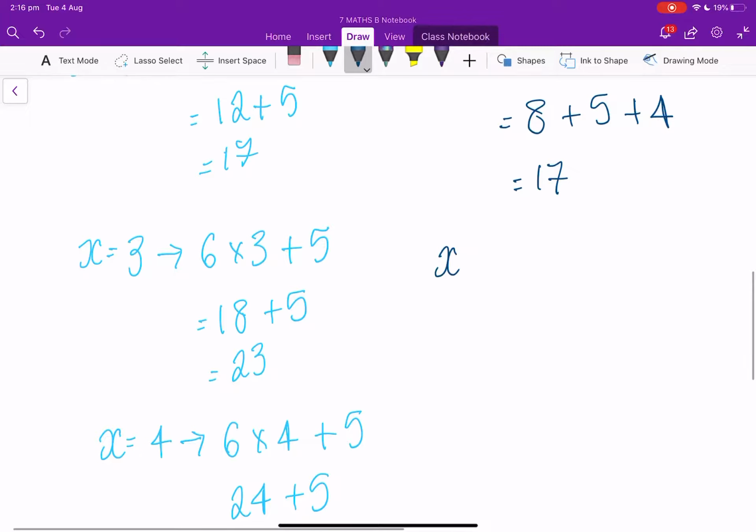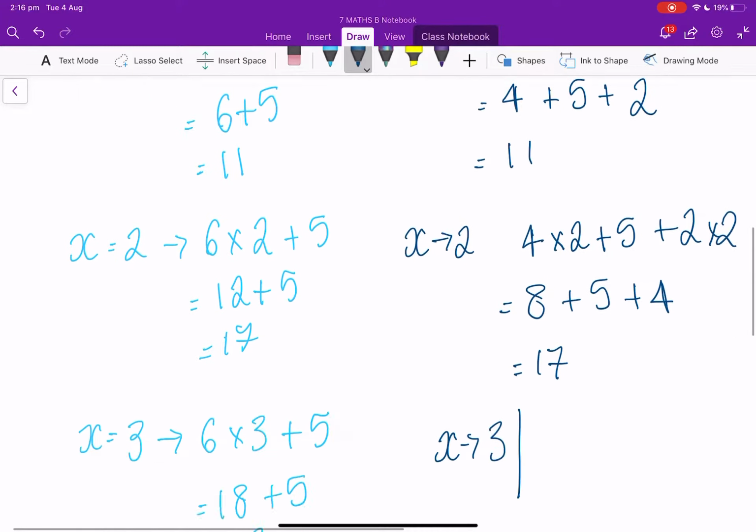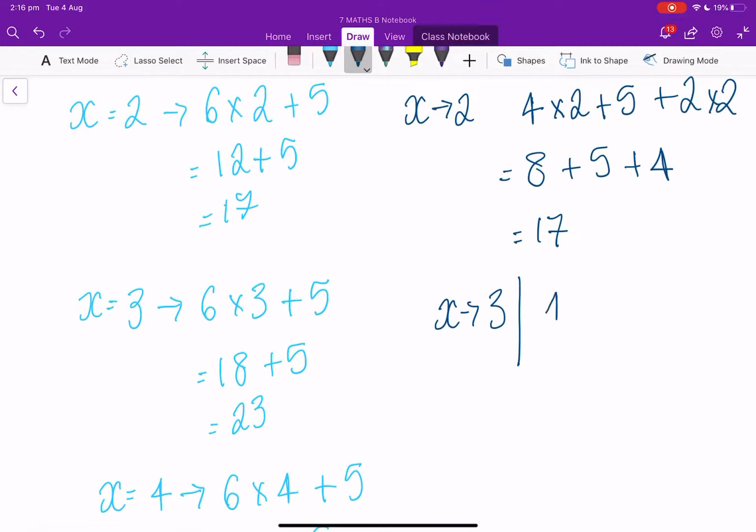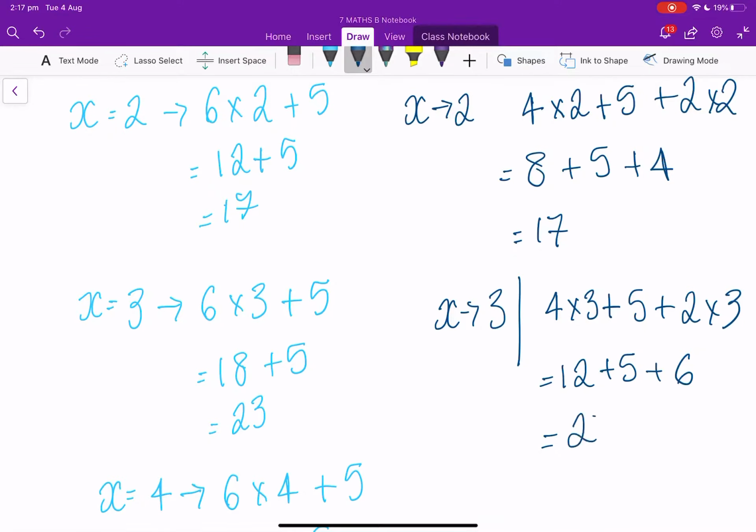For when x is 3. All right, 4 times 3 plus 5 plus 2 times 3. 12 plus 5 plus 6. And we add them all together, 18, we get 23.